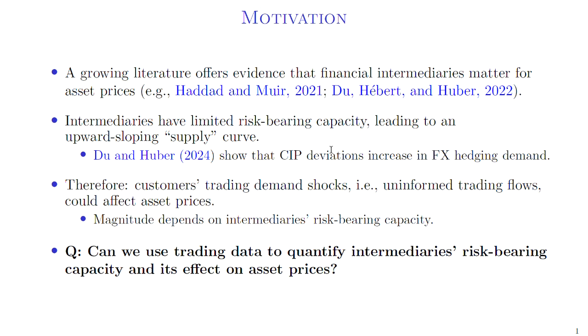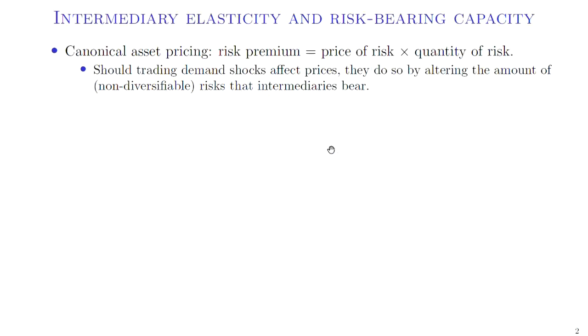Now, the question that we ask in this paper is, can we use trading data to quantify intermediaries' risk-bearing capacities and this effect on asset prices? Specifically, let's start with the concept of elasticities in asset pricing. We start with the canonical asset pricing statement that the risk premium is a product of the quantity of risk and the price of risk. If you really have these trading demand shocks, they should affect asset prices by altering the amount of non-diversifiable risk that these intermediaries bear.